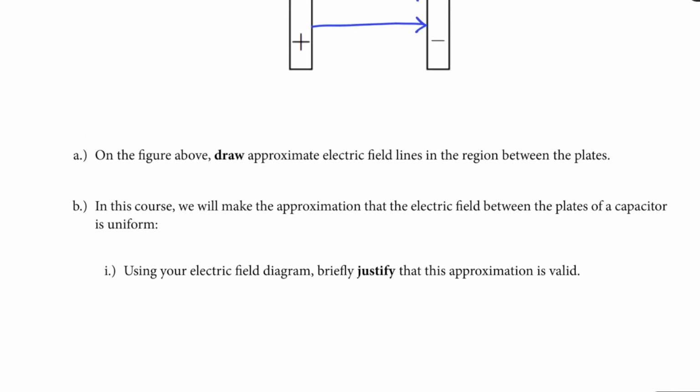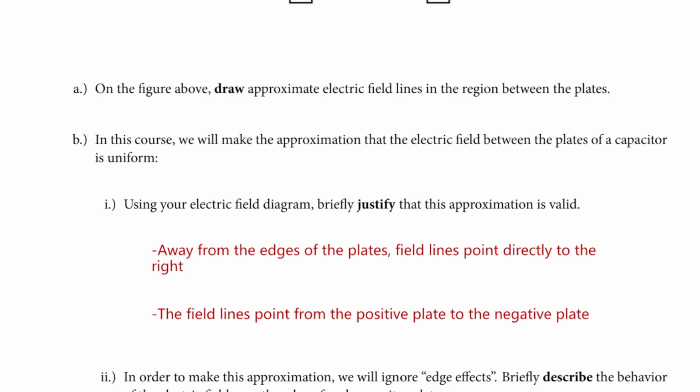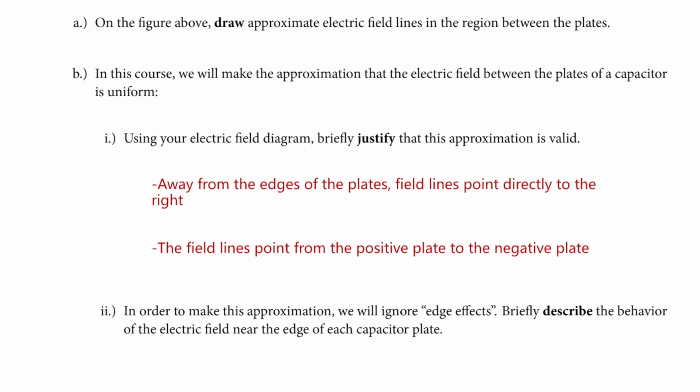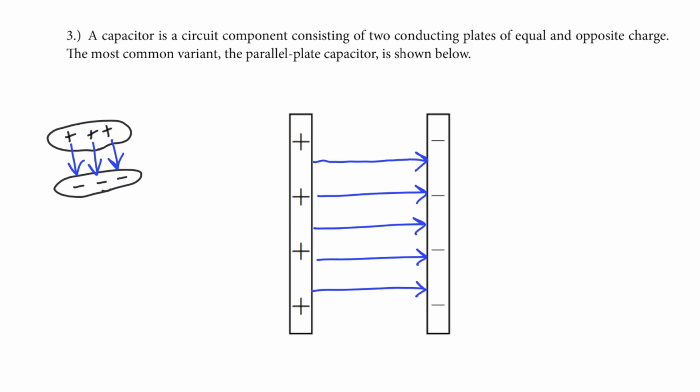So first of all, in this course, we're going to make the approximation that the electric field within the plates of a capacitor is uniform. So using our field diagram, justify this approximation. Well, away from the edges of the plates, the lines point directly to the right, source and sink rule, right? If I place a positive charge, it's going to go away from the positive plate and towards the negative plate.